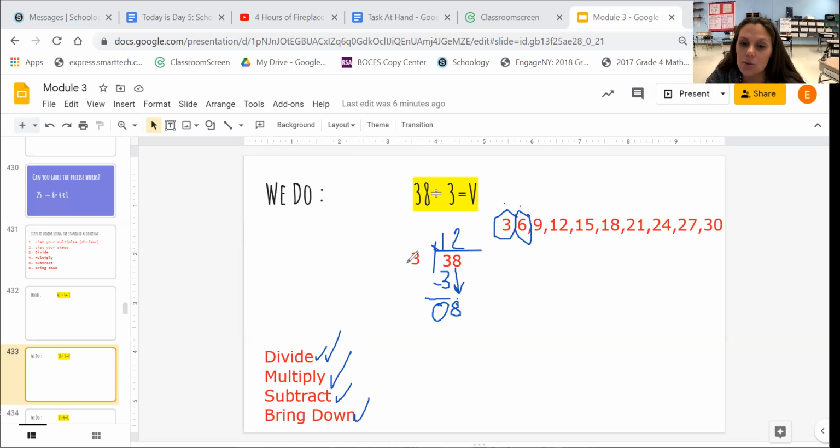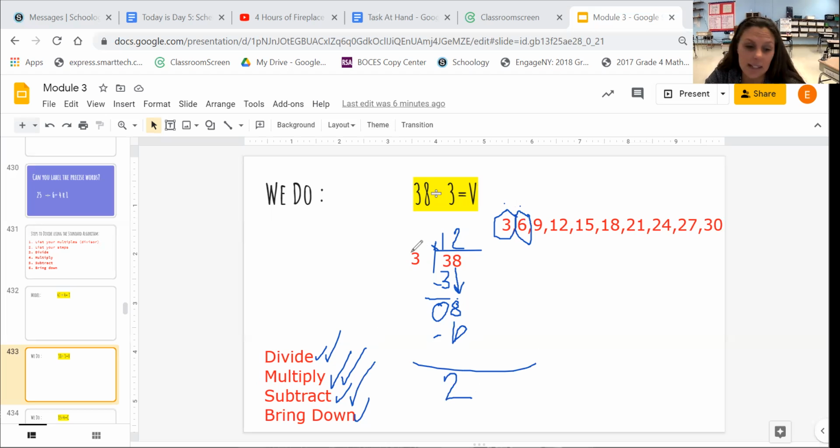Now I multiply. 2 times 3. Now you don't have to figure this out. 2 times 3, it's right here. You just circled it. It's 6. That's me multiplying. Now we subtract. 8 minus 6 is 2.